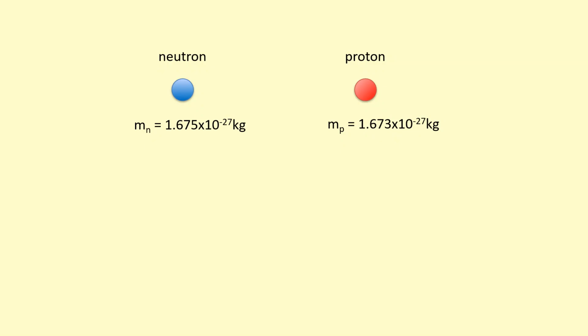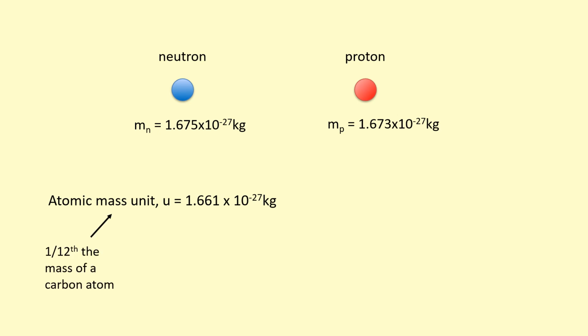Okay, the mass of a neutron is slightly higher than the mass of a proton, and in nuclear physics this can be important. So also in nuclear physics, instead of using kilograms as a unit, sometimes we use the atomic mass unit U, which is equal to 1.661 times 10 to the power minus 27 kilograms, which you can find in your data sheet. And this is basically 1/12 the mass of a carbon atom. And so the mass of a neutron is 1.00867 U, and the mass of a proton is 1.00728 U.